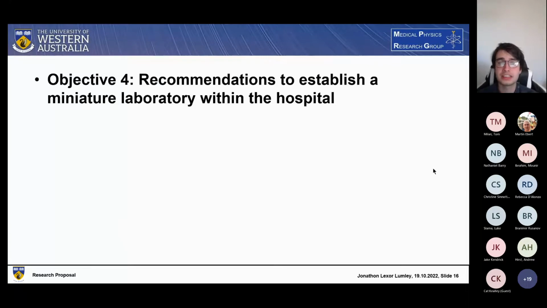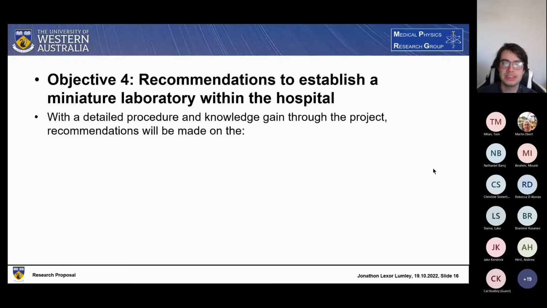And then finally, the last objective would be to make recommendations to establish a miniature laboratory within the hospital. So with the detailed procedure and knowledge gained throughout the project, recommendations will be made to the staff at Sir Charles Gardner Hospital. These recommendations will be based on the requirements of the safeties, the storage, and the practicality of polymer gel dosimeters. So for example, if we need a waste disposal system, or the level of what type of gloves we would need, stuff like that.